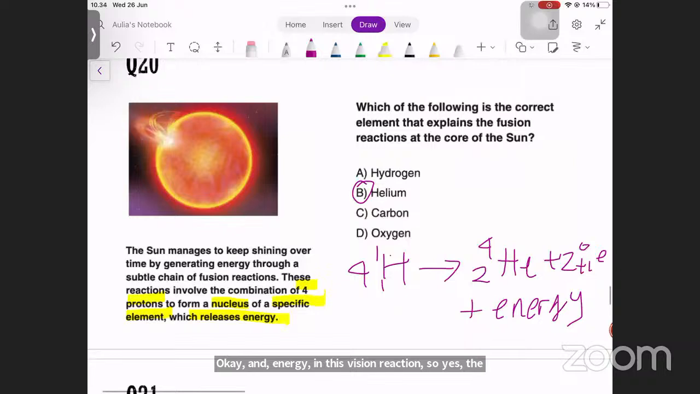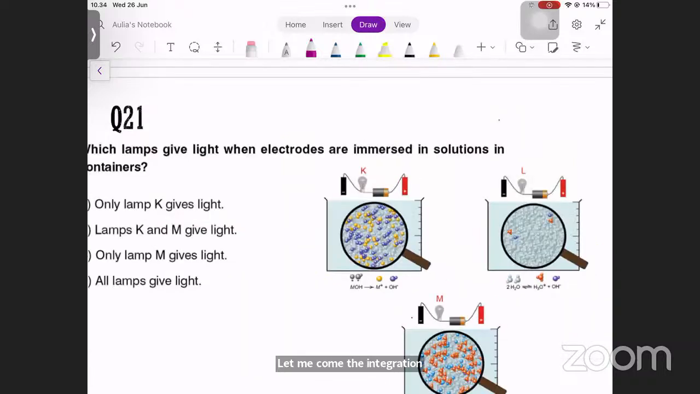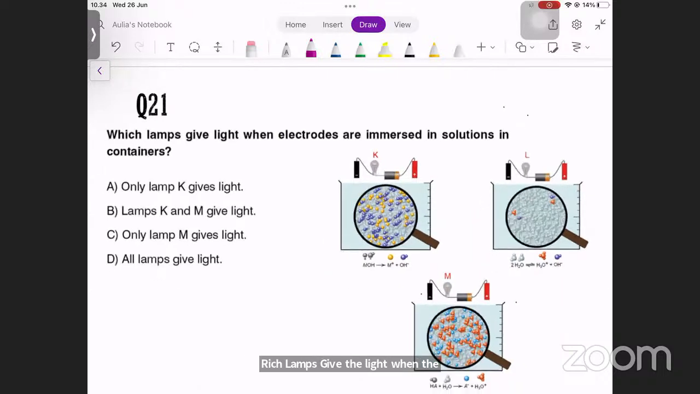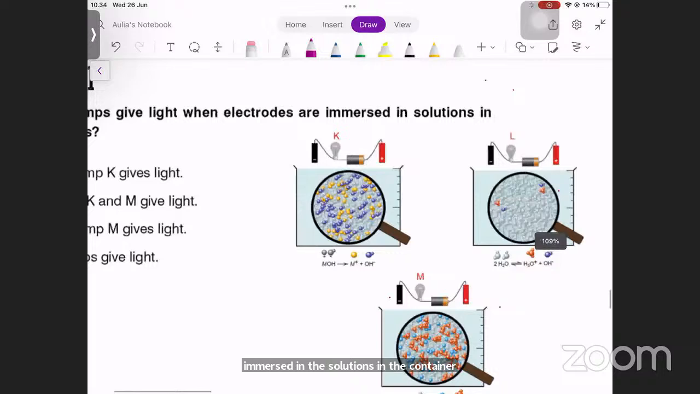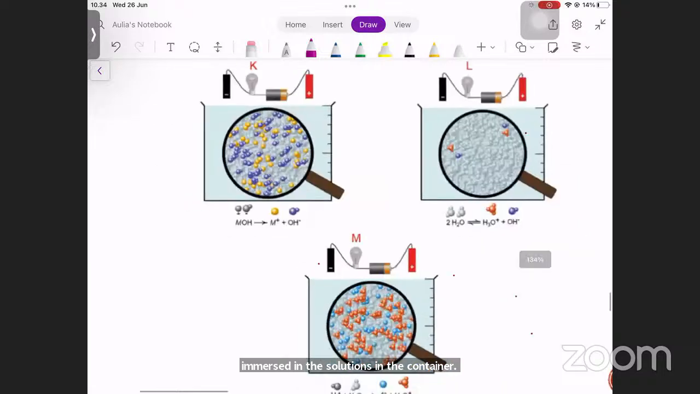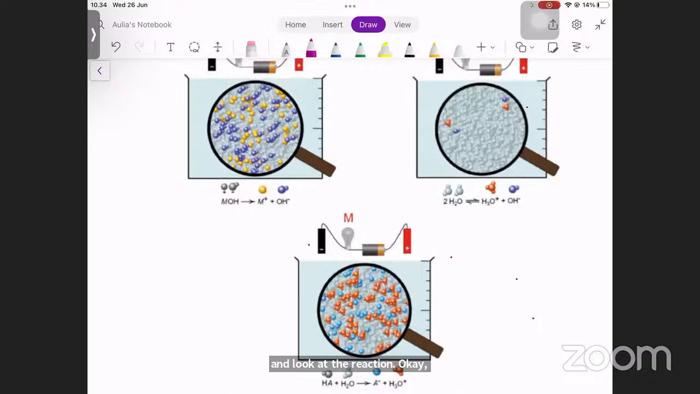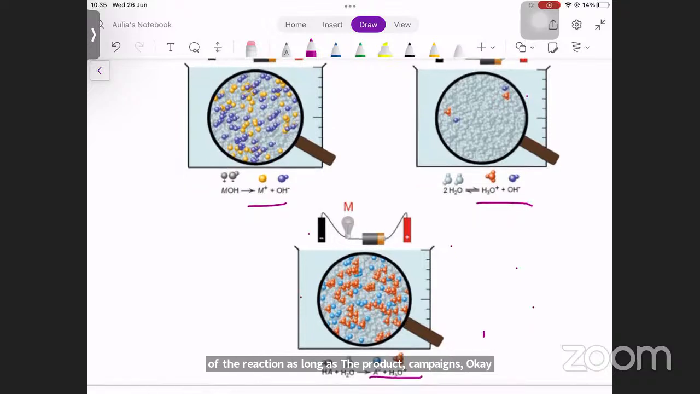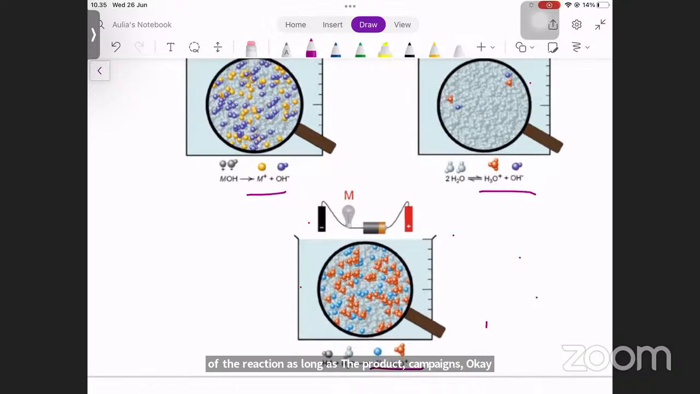Let me continue to question number 21. Which lamps give the light when the electrodes are immersed in the solutions in the container? Everyone, please look at the container one by one and look at the reaction. How do we know that they will conduct electricity or not? Please remember, as long as the product contains ions, it means that the compound will conduct electricity.